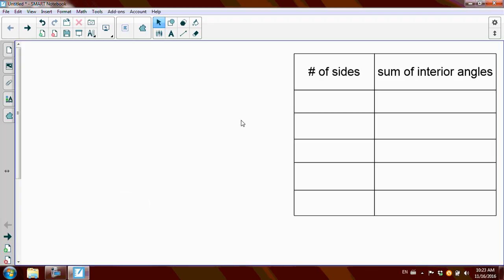So let's investigate this property of polygons and a way to calculate the sum of the interior angles of any polygon. Typically used for convex polygons, but it actually works for any polygon, even if it's concave. But we're going to deal with convex.